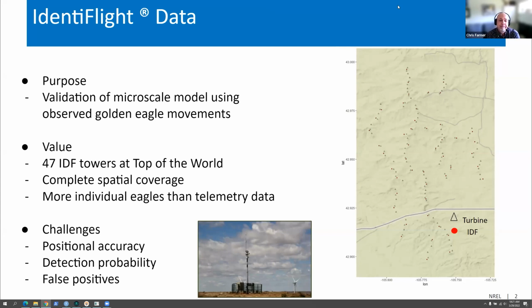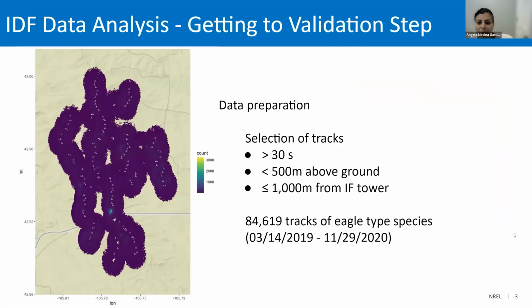Thank you, Chris. So I'm going to tell you about what I've been doing with this IdentiFlight data. First, in order to obtain a working data set, we selected tracks that were 30 seconds or longer, because tracks of this duration could give us a good representation of actual eagle flying behavior. We also selected tracks that were less than 500 meters above the ground, because this is a representative area where the eagles are mostly at risk.